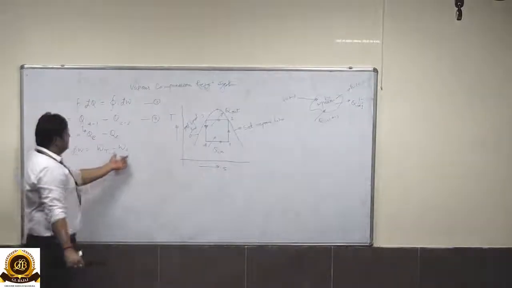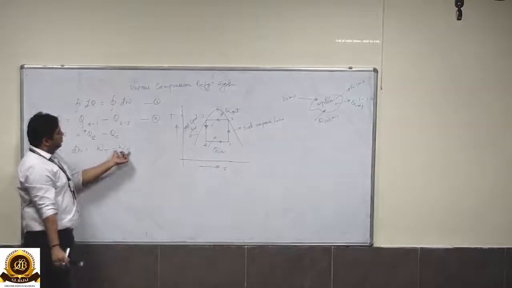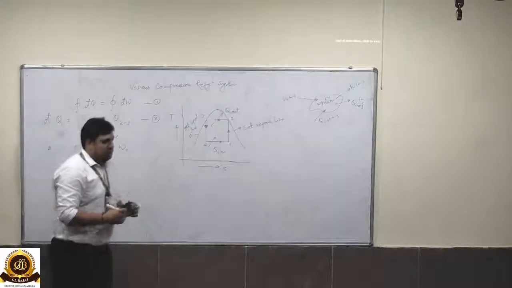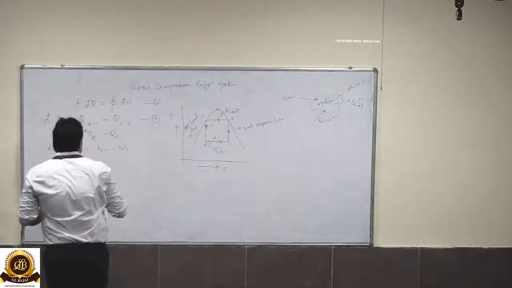Why is this negative? Because work is being done on the system, so compressor work will always be negative, while the work is being produced in the turbine, so this will always be a positive quantity.